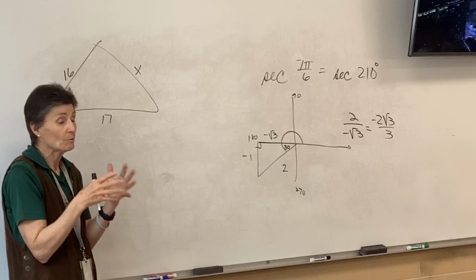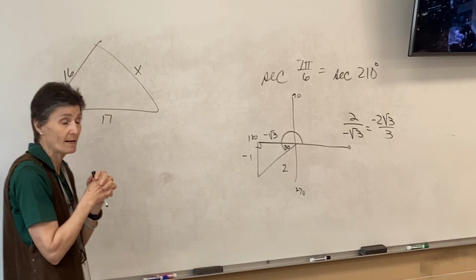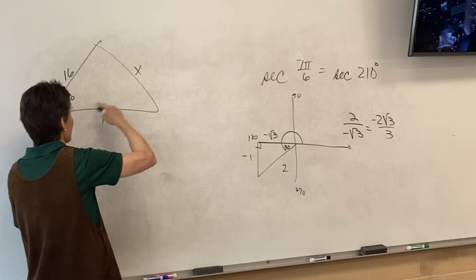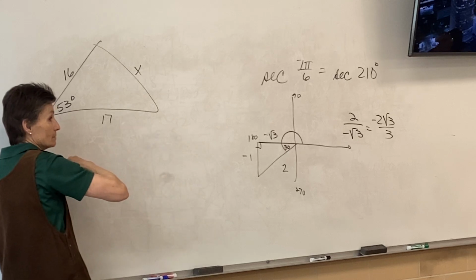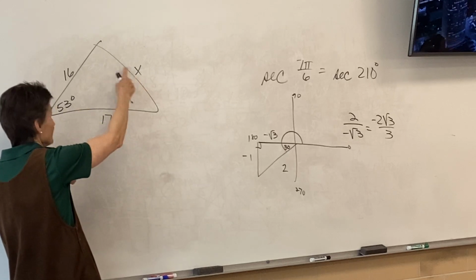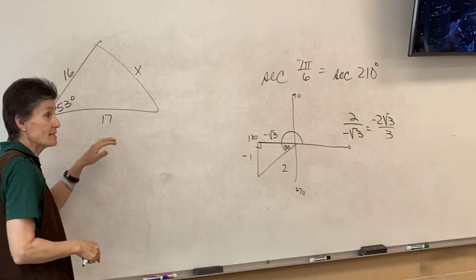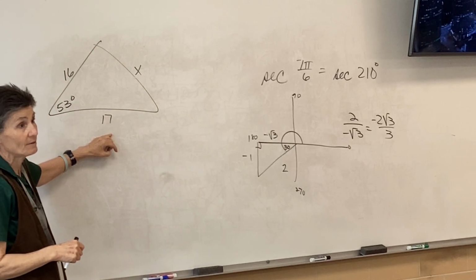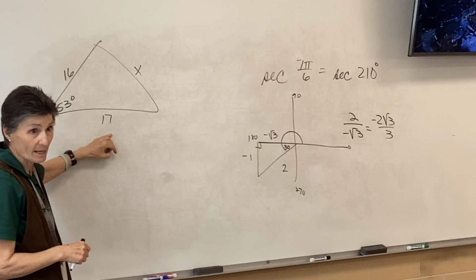Now, how do we do the law of sines? What do we have to have to do the law of sines? We have to have a pair. Now, I want you to look at this. Do I have a pair? No, I don't. That's an X. I do not have a pair. I don't have that angle, I don't have that angle. This is not gonna be a law of sines. This is gonna be a law of cosines.